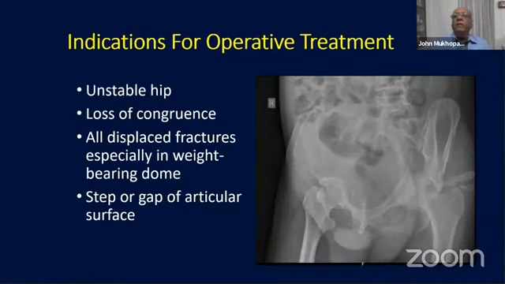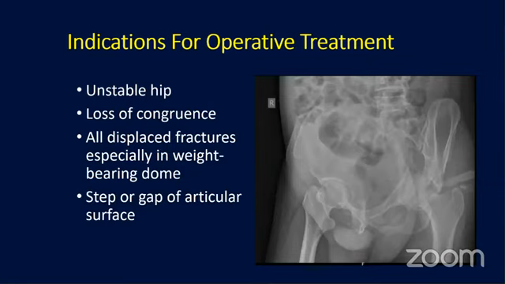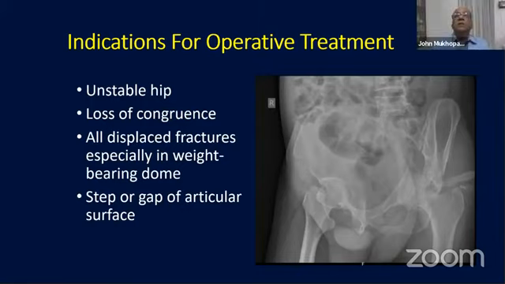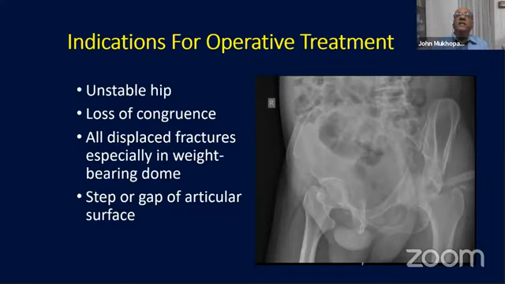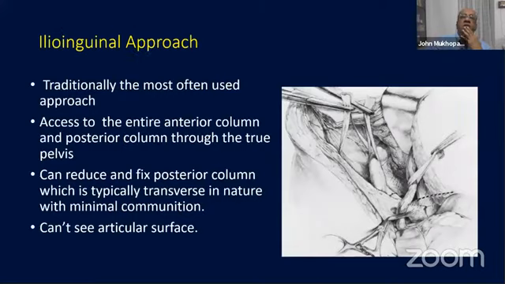Surgery will depend on whether this hip is stable or not, whether the joint is congruent or not. If the weight-bearing area, like you can see here, the weight-bearing area or the dome is displaced, then there's no doubt that you're going to need to do surgery. Or if there's a significant step or gap of the articular surface. And we've discussed this in the previous lectures.